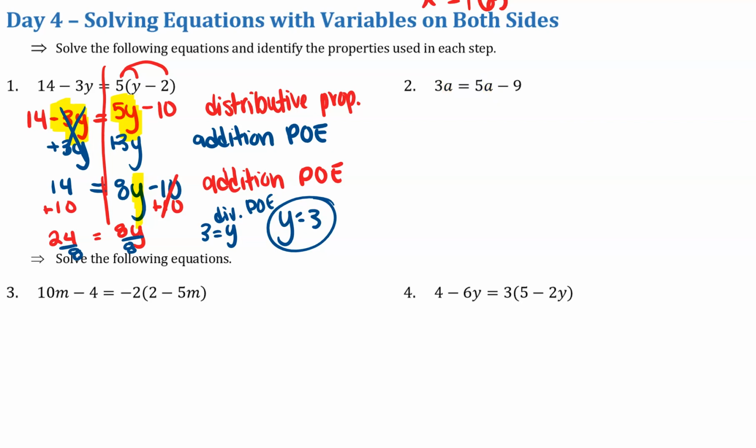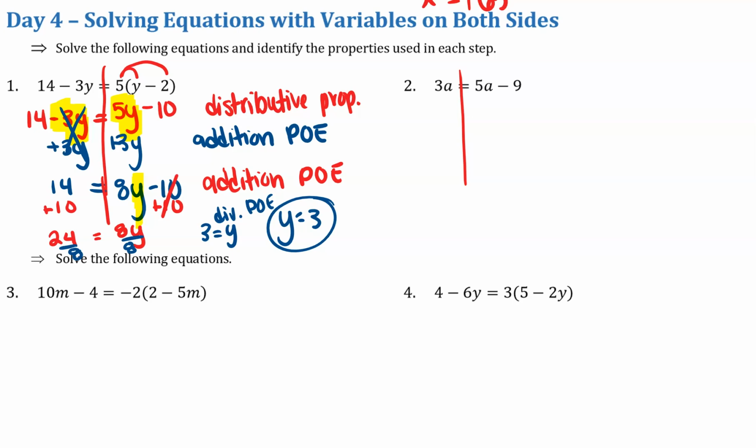I'm going to draw a line down the middle. Look at the left side. There's nothing I can simplify over here. Look at the right side. I can't simplify that because there's no parentheses. There's also no like terms. So the next thing I'm going to do is get the A's on the same side.